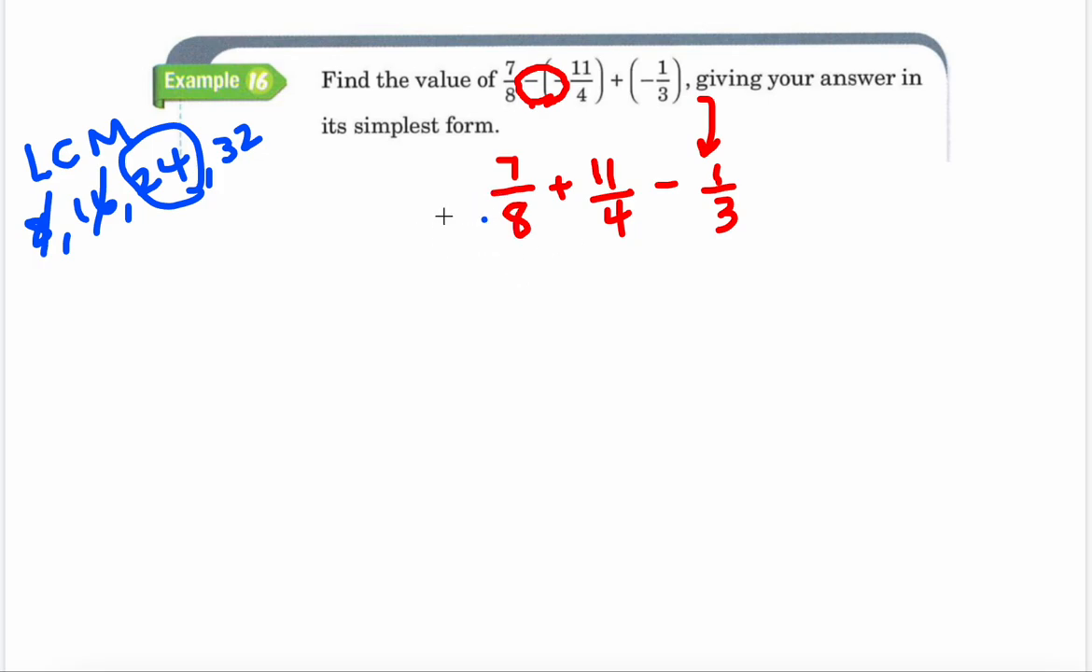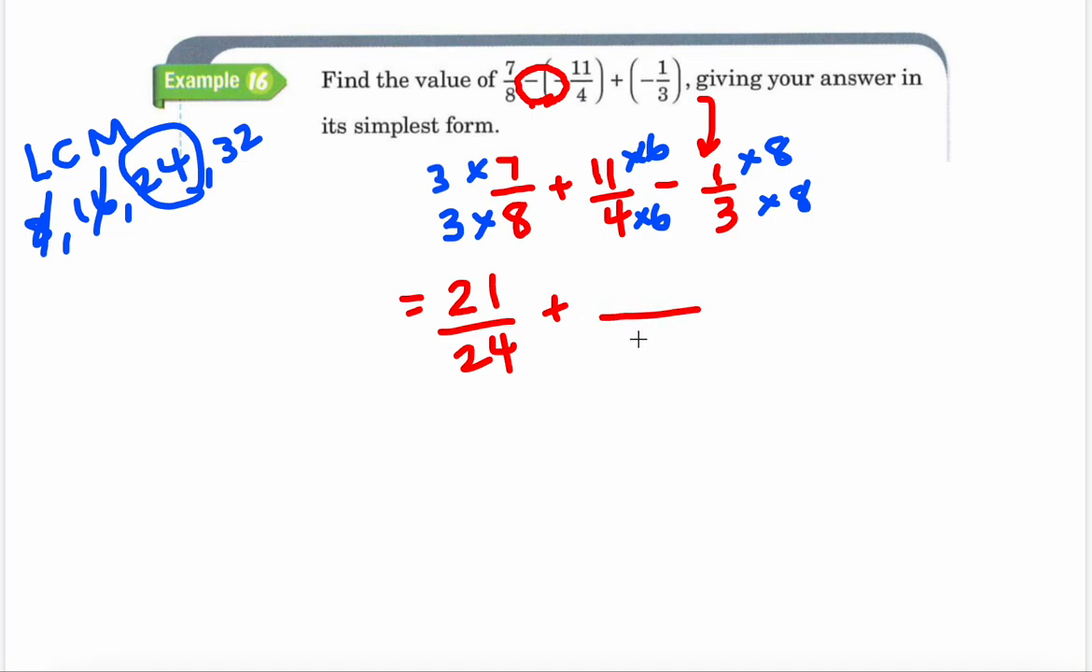8 would need to multiply by 3 to get to 24, and remember top and bottom. 4 would multiply by 6 to get to 24. And then 3, you would need to multiply by 8, remember top and bottom, to get to 24. So we got our least common multiple, and then we know what to multiply to get to our common denominator. So let's go ahead and do that. 7 times 3 is 21 over 24. All of them will be over 24, 24ths. Let me go ahead and write that. Top is 6 times 11, which is 66, and then this top is 8 times 1, which is 8.